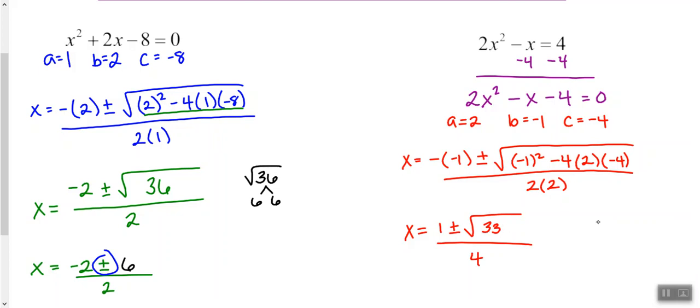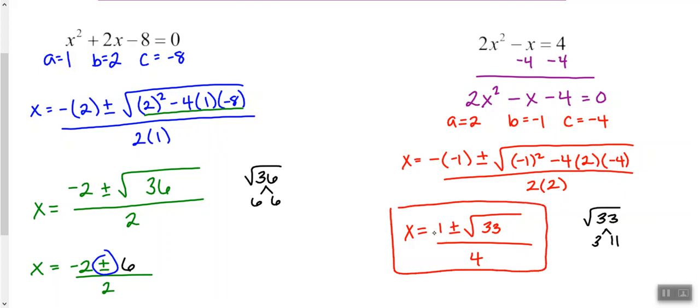I have my square root sign, so I'm going to come over to the side and see if I can simplify that. So the square root of 33 can be broken down to 3 and 11. Nope, so it doesn't look like 33 can get any smaller. Last thing I have to check, can my fraction get smaller? So can 1 be divided by 4? No, so this is actually as simple as our answers will be. So x is equal to 1 plus or minus the square root of 33 over 4. Those are both of my answers.